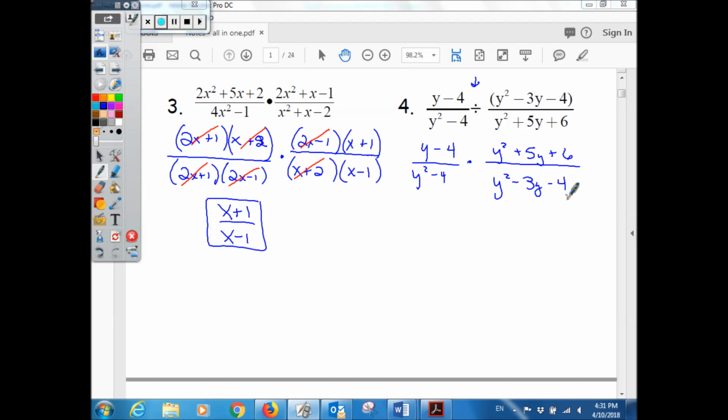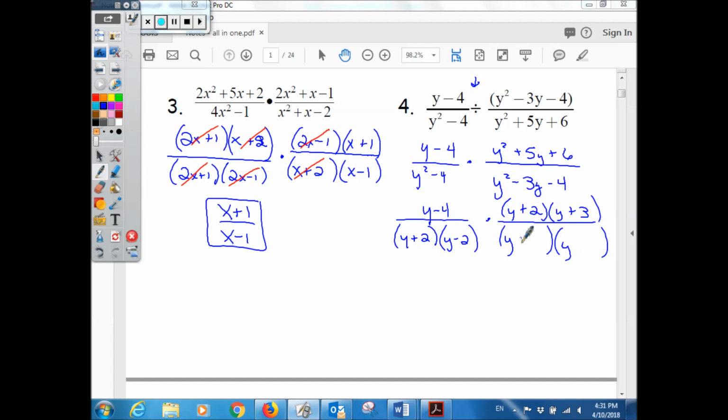So once I've changed the division to multiplication, now I'm going to work the same way I did on number 3. The numerator of the left term won't factor. I've got a difference of squares in the first denominator, y plus 2 and y minus 2. On the right-hand side, I'm going to factor the numerator into y plus 2 and y plus 3. The denominator is y minus 4 and y plus 1.